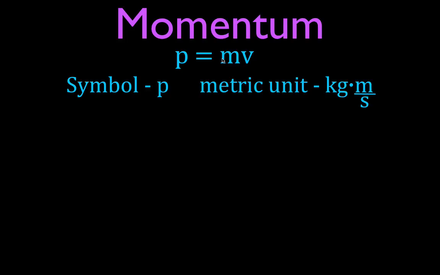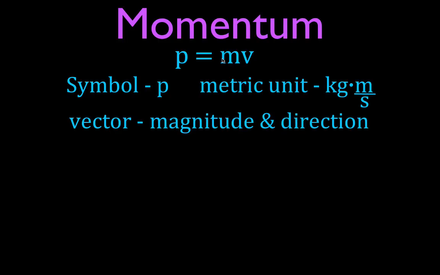because that's the base unit in the metric system for mass, times meters per second, because that's the units for velocity. So it's just kilogram meter per second. There's no joule or newton or watt kind of name for it, just kilogram meters per second. There's no abbreviation. It's a vector quantity. Momentum is a vector, so it has to be defined by its magnitude and its direction.